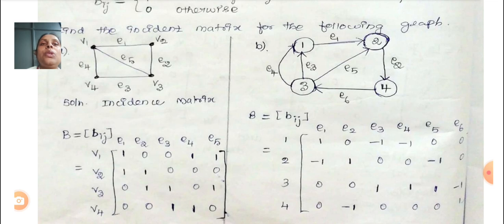Next v3. v3 to e1 is 0. v3 to e2 is 1. v3 to e3 is 1. v3 to e4 is 0. v3 to e5 is 1. Then v4 to e1 is 0, v4 to e2 also 0, v4 to e3 is 1, v4 to e4 is 1, v4 to e5 is 0. So this is the incidence matrix.